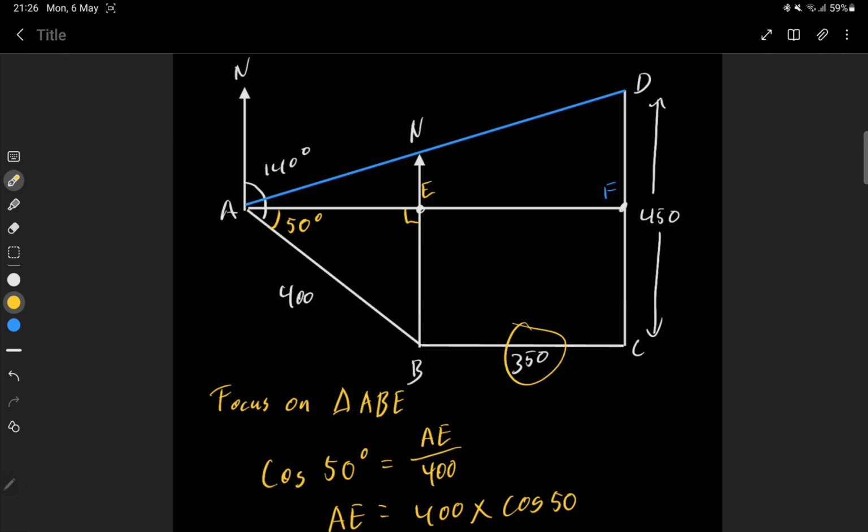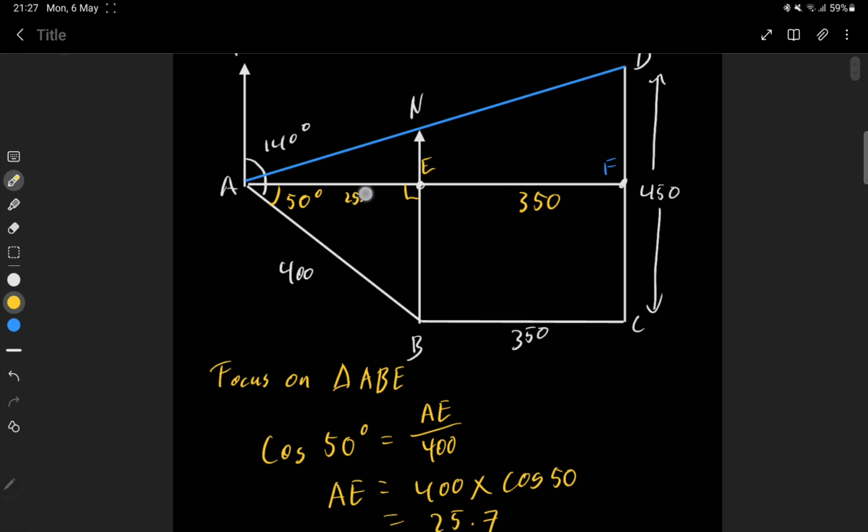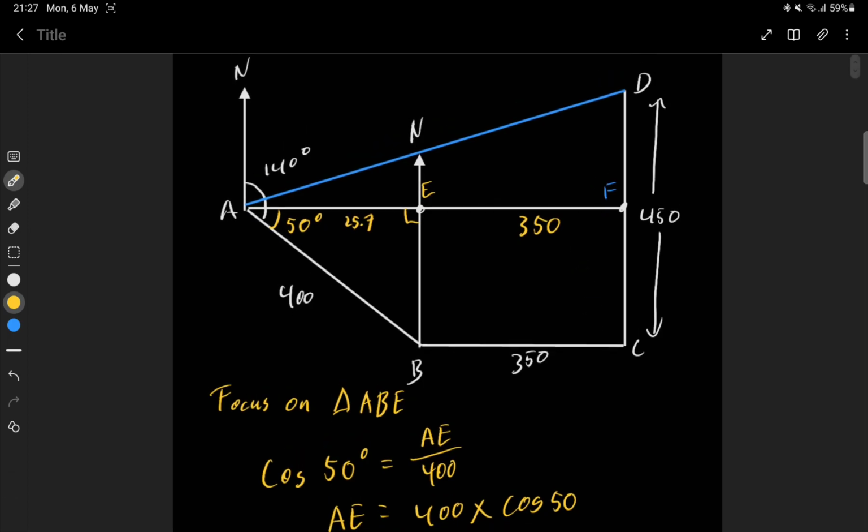And we know that BC is 350, which means EF is also 350. Okay, so this one, let me just put it, 25.7. So AF would be 25.7 plus 350, right? And I hope this is starting to become clear by now that if we have this length, and we want to find AD, to do that, we can use Pythagoras as well because we know that this is 90 degrees. To find the side AD, all we need to know is find the side FD as well. Now, FD, we can also find using triangle ABE.